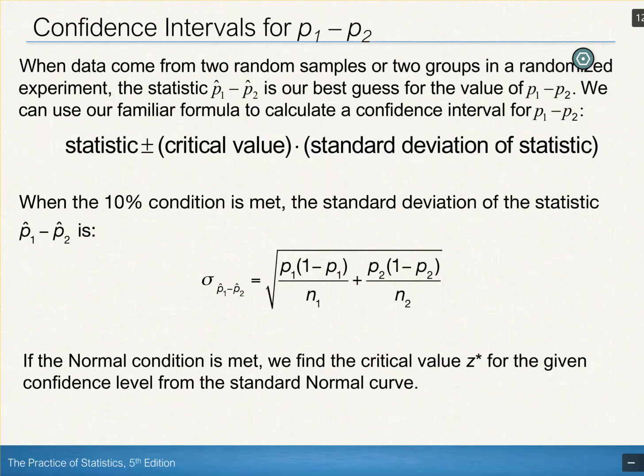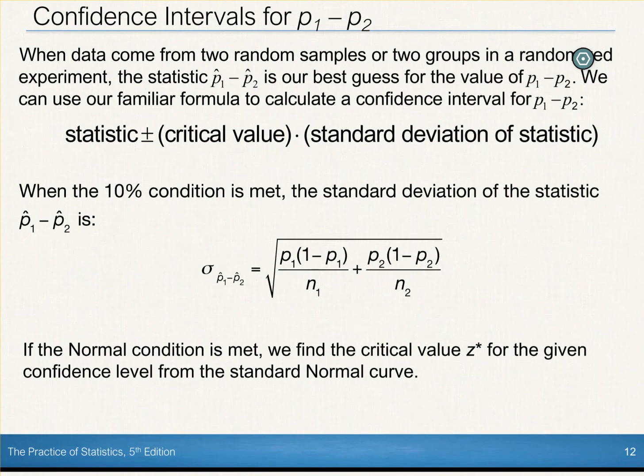All right, so when data come from two random samples or groups in a randomized experiment, the statistic p1 hat minus p2 hat is our best guess for the value of p1 minus p2. So again, these are from our sample statistics versus our parameters. So there's our statistics versus our parameters, right? We can use our familiar formula where our statistic plus or minus critical value times standard deviation.